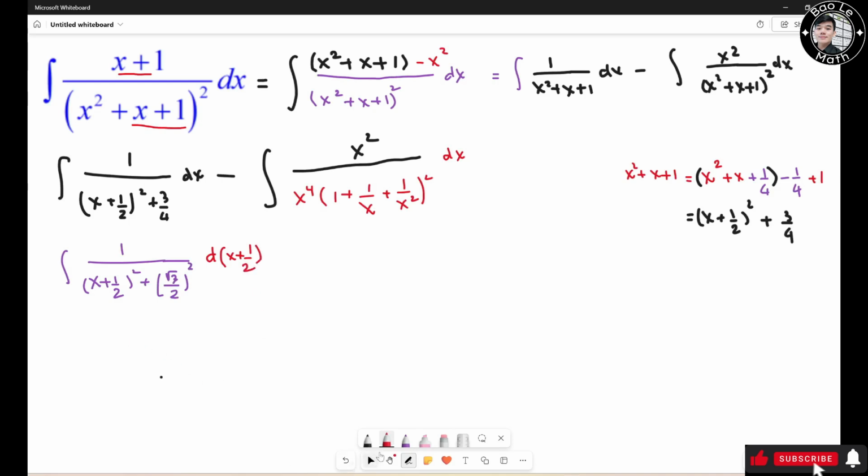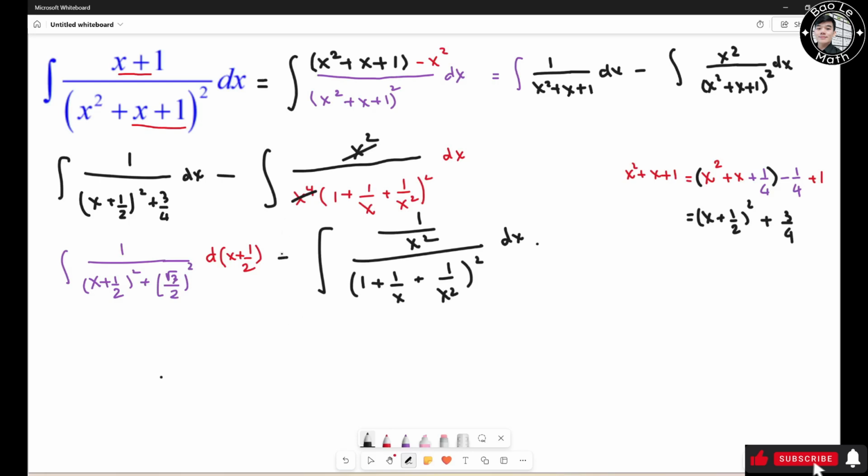Then I can apply the formula. For the second one, I simplify s² with the s⁴, so I have s² left. So this can be written as the integral of (1/s²) over (1 + 1/s + 1/s²) all squared, ds. Now for the negative sign, I can bring it inside and turn this into positive.